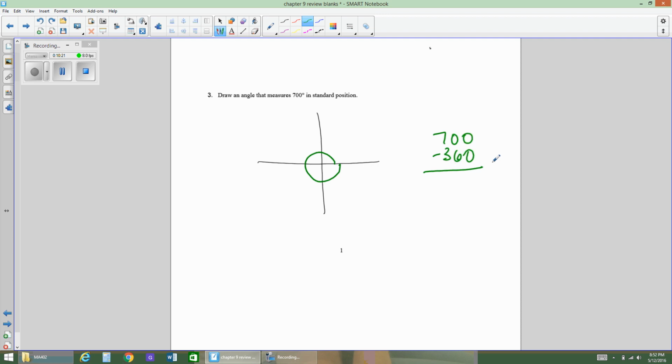I'm just using my calculator. I'm not using my brain tonight. I got 340. So I know that in order to draw 700, I have to go an entire 360 and then I have to go another 340. And that is going to give me my 700 degrees.